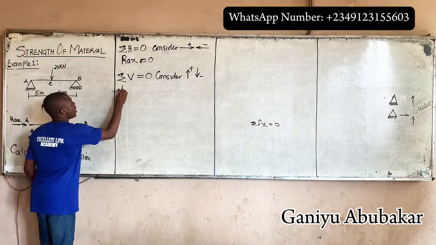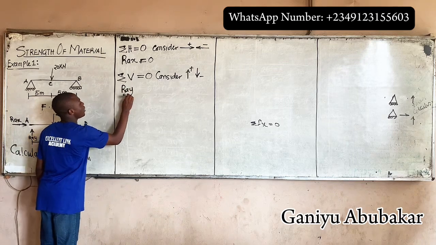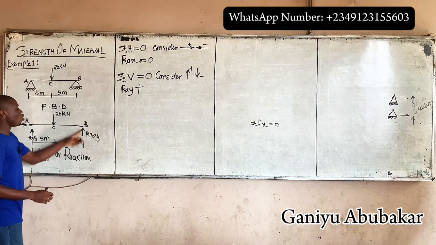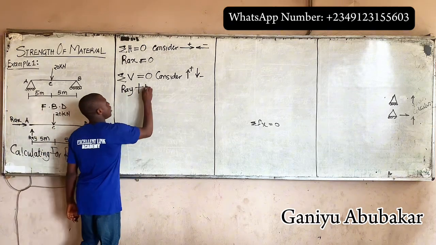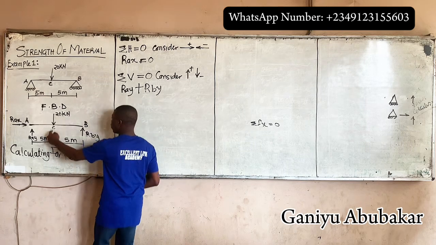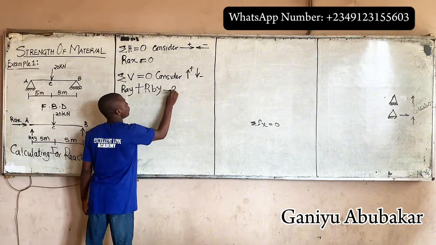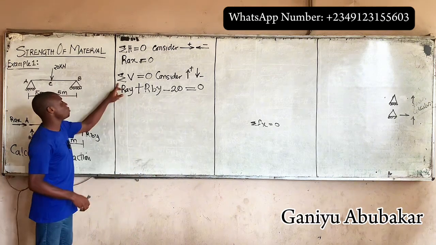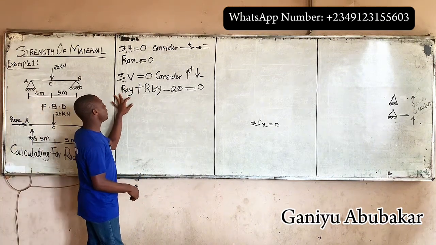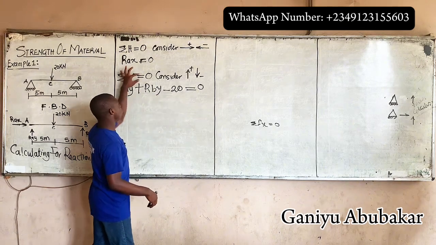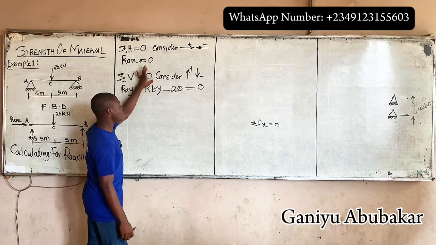Now it becomes RAY plus RBY, where RAY is going upward, because it is a plus. This one too is coming downward, so it becomes a negative 20, equal to 0. Observe, solution B is just RAY minus 20 equal to 0.